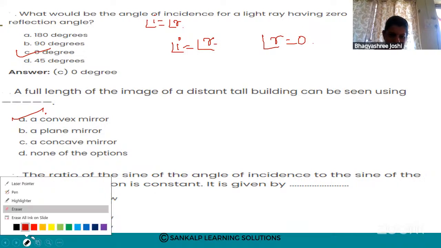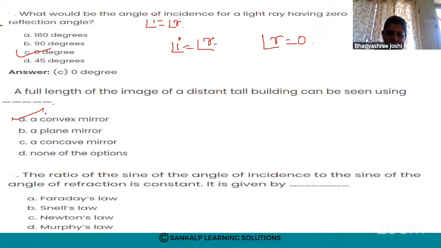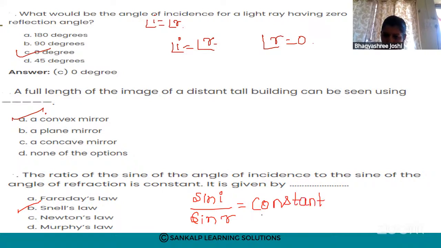The ratio of the sine of angle of incidence to the sine of angle of refraction is constant. Which scientist has given this law? Faraday's law, Snell's law, Newton's law, or Murphy's law. That is Snell's law. Sin I divided by sin R, the sine of angle of incidence divided by sine of angle of refraction, is equal to a constant. This constant is called the refractive index. Sin I divided by sin R. This is Snell's law. So option B is right.